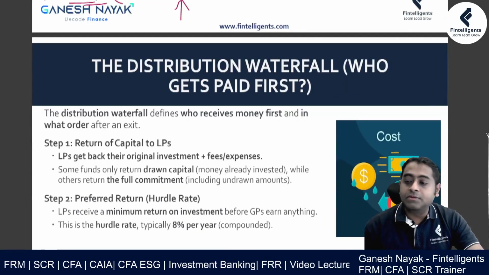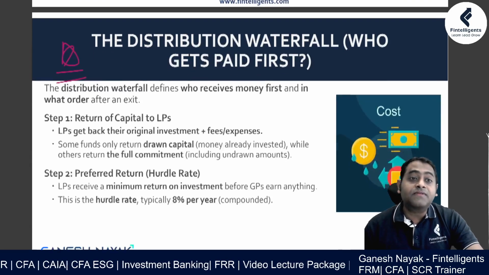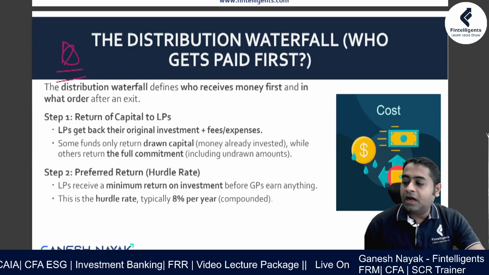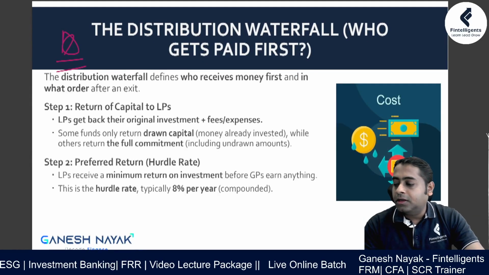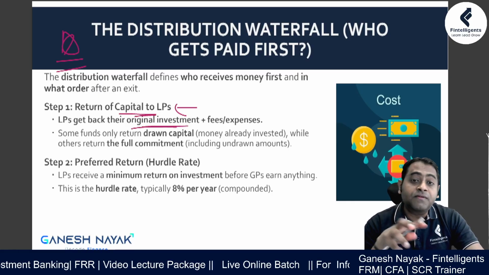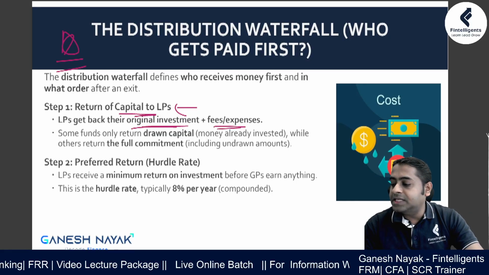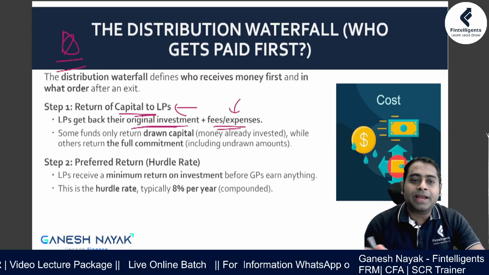Now, this distribution part, mark this as star. Who will receive the money first, or what is going to be the order of receiving, after you have exited in any investment? Step 1, return capital to LP. Whatever was the initial investment, say 15 crore I have made as investment, plus any fees or expenses which the LP might have incurred. You'll have to manage that.